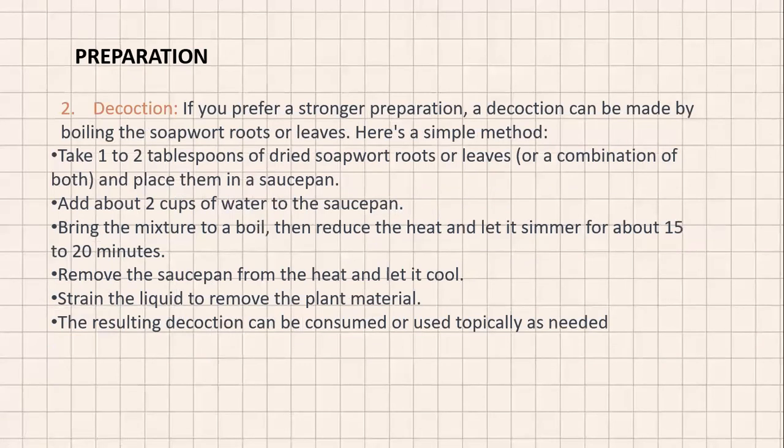Decoction. If you prefer a stronger preparation, a decoction can be made by boiling the soapwort roots or leaves. Here is a simple method. Take 1 to 2 tablespoons of dried soapwort roots and place them in a saucepan with about 2 cups of water. Bring the mixture to a boil, then reduce the heat and simmer for about 15 to 20 minutes.